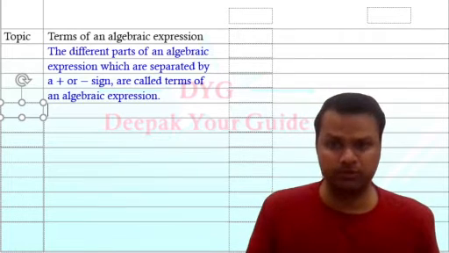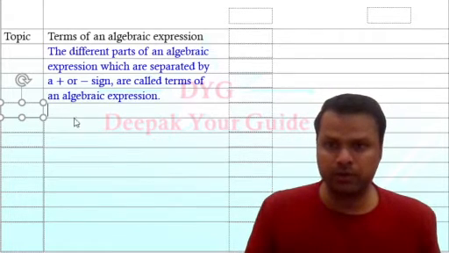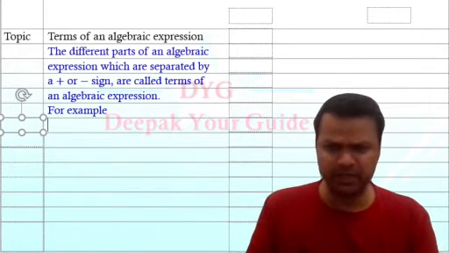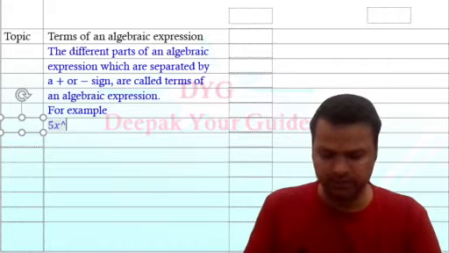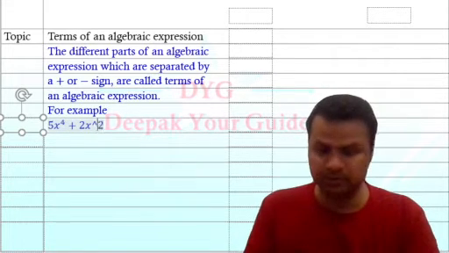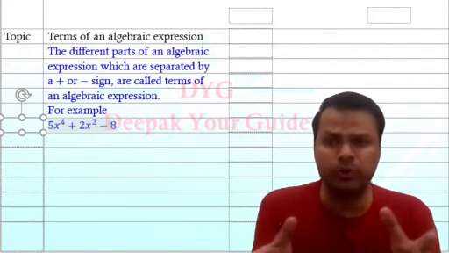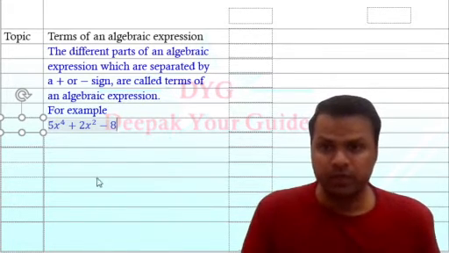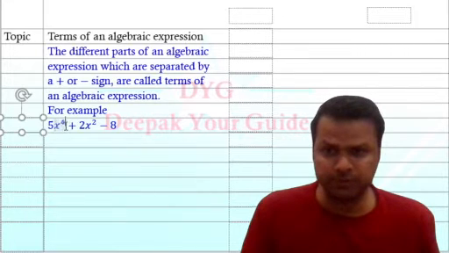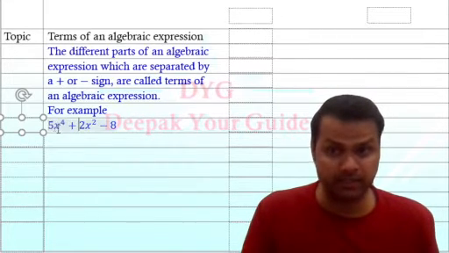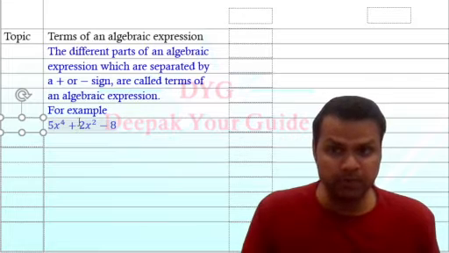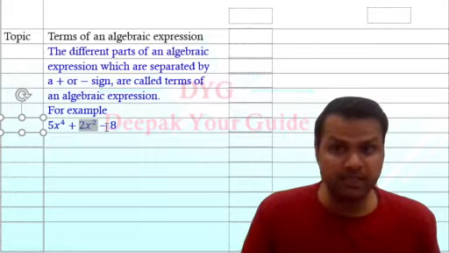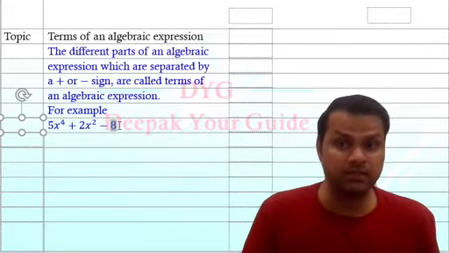Let's look at an example. You get a better idea. So for example, if you write an algebraic expression, let's say we have this expression, and I said that we just need to check for a plus or a minus sign. So when I see here, this is the first part and I see a plus sign. That means this is one term. And after the plus sign, again I see a different part, the second part. That means this is the second term. And after this I see a minus sign. That means this is the third term.